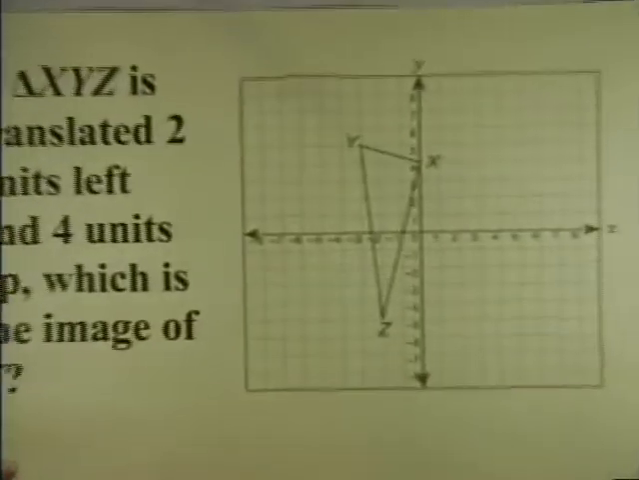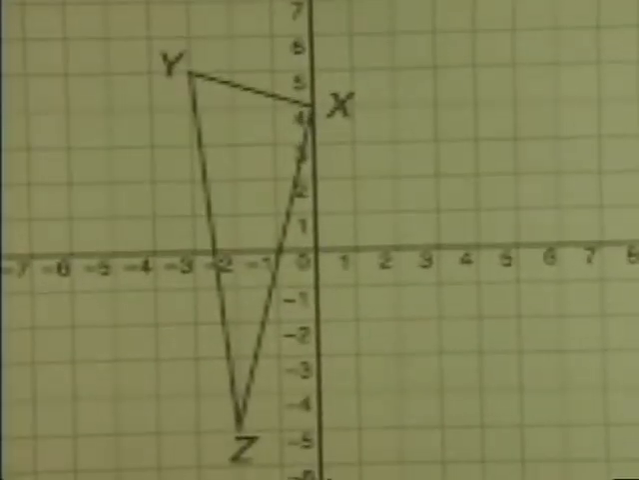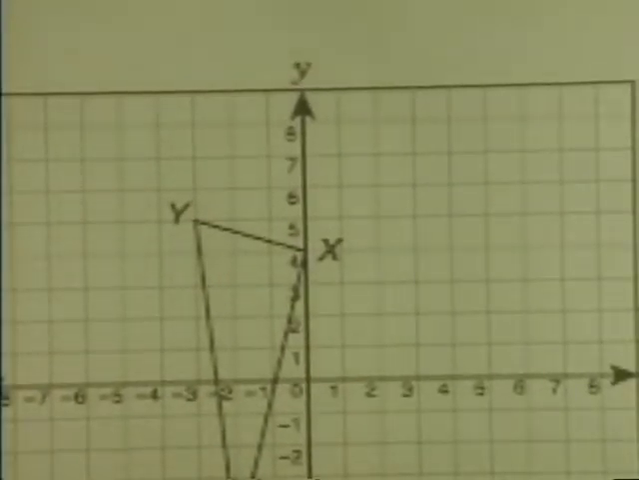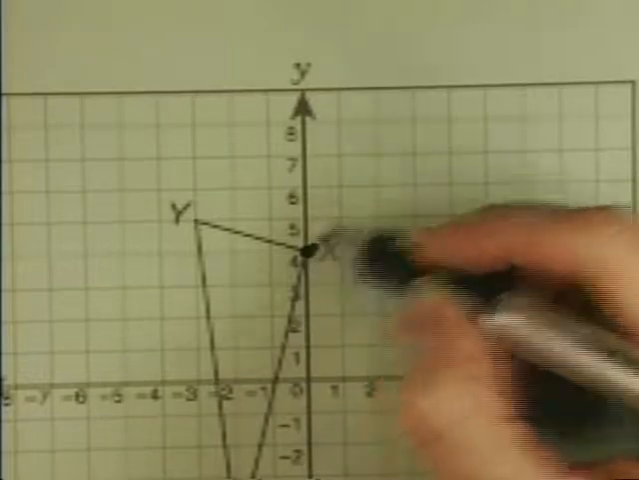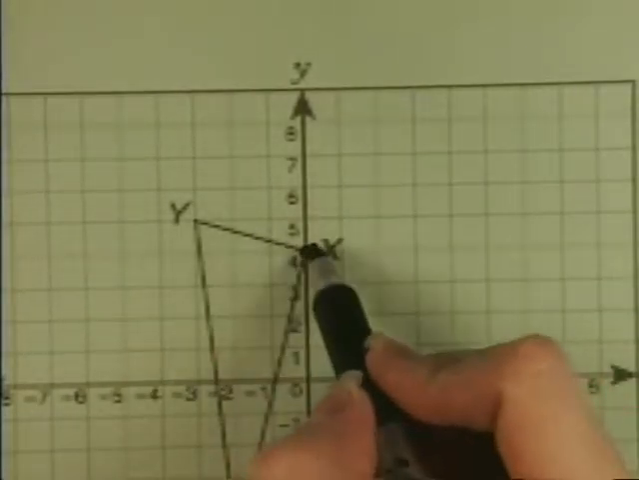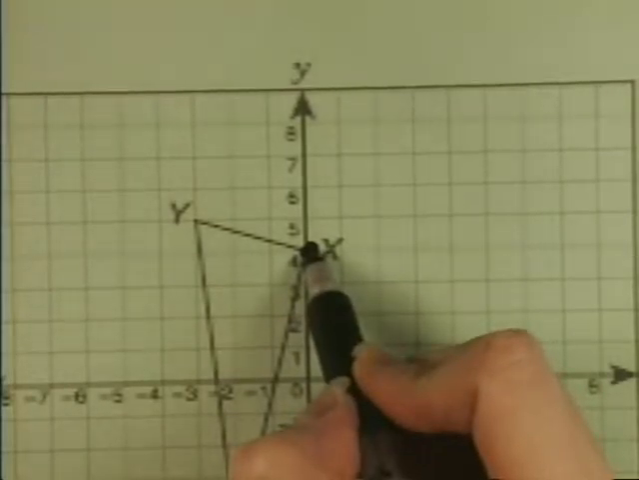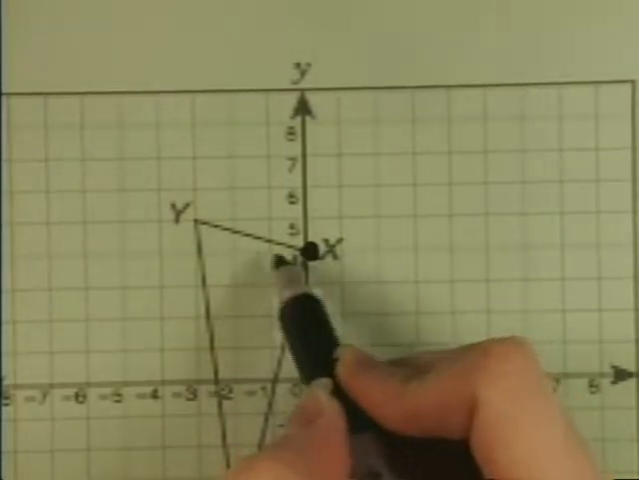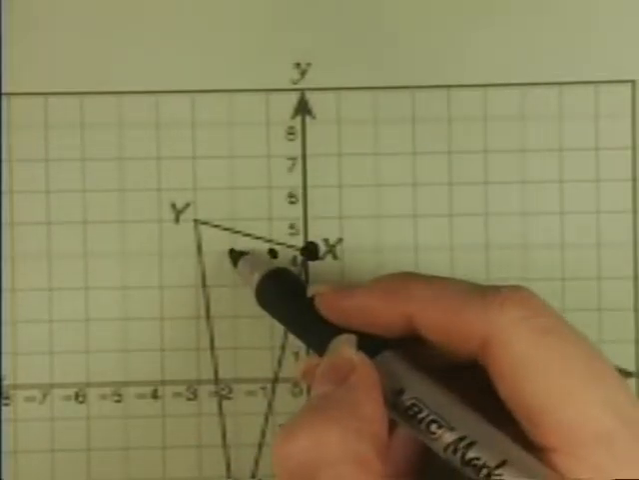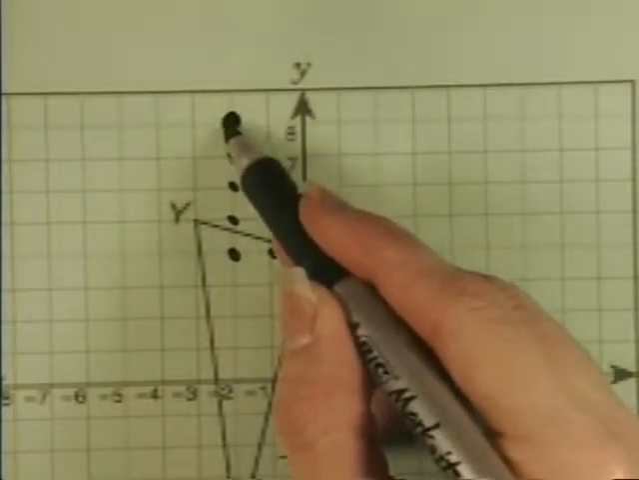So here we go. Let me zoom in. Remember, 2 left and 4 up. X is right here. Can you see this number? What's this number right here? 4. That's 4. So tell me where to go from here. Go to -2. Okay, good. So move 2 units to the left to -2 and then what? Go up 4. 1, 2, 3, 4. So that's my new X.